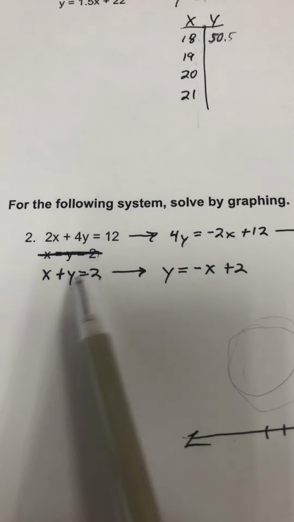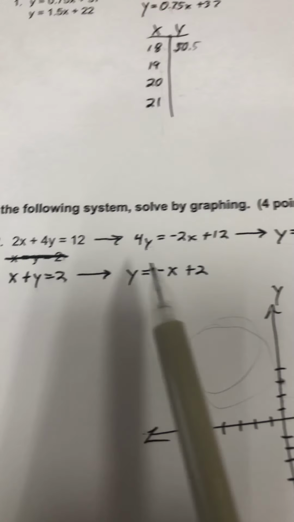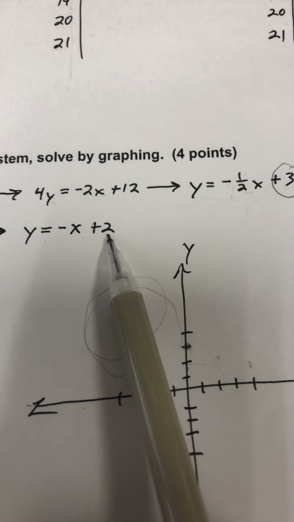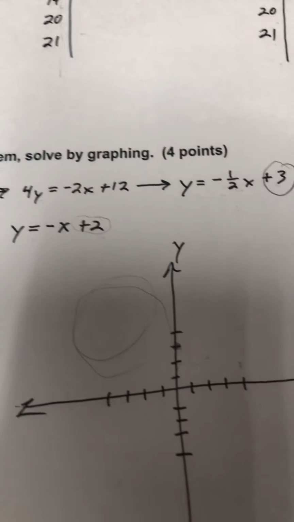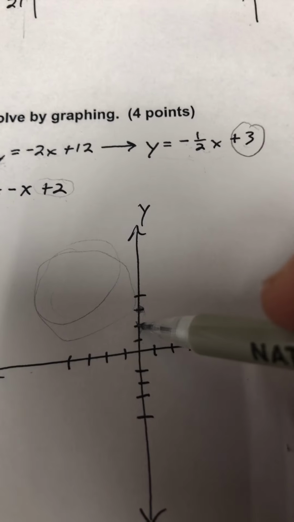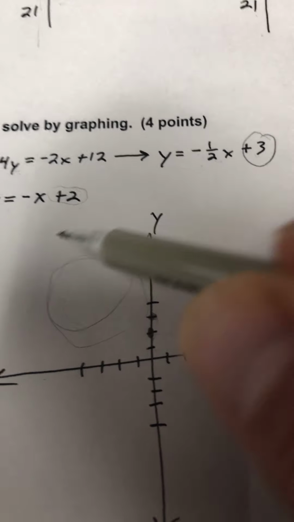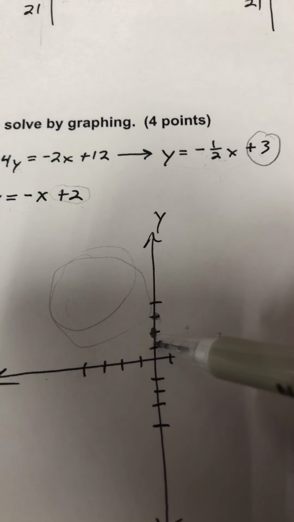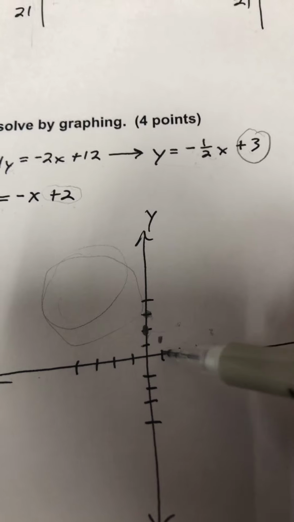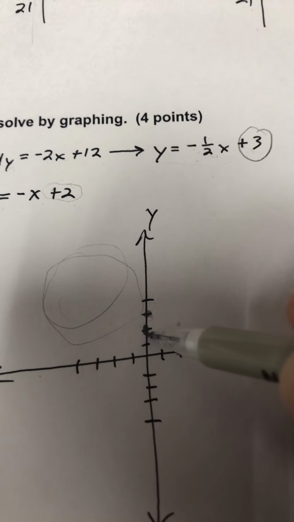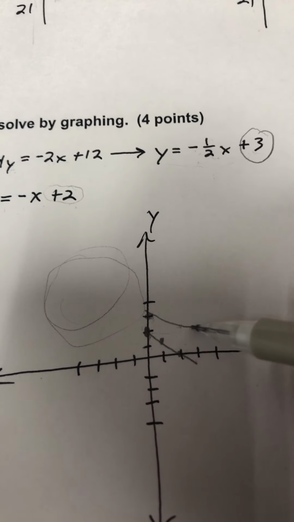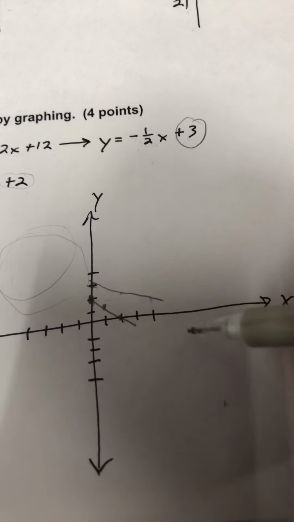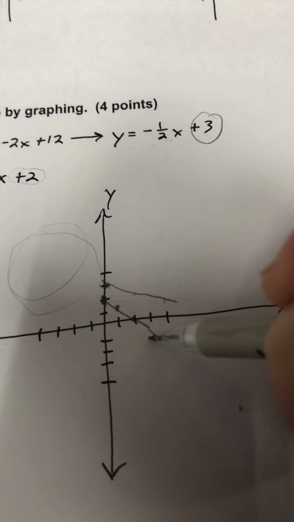This one I put in slope-intercept form. I just had to subtract x from both sides, and I'm ready to go. My y-intercept right here is a positive 2. So positive 2 is right here. And then this slope is down 1 over 1, down 1 over 1. And if you start graphing this one, you notice that they're going away from each other on this part of the graph as you keep going this way.